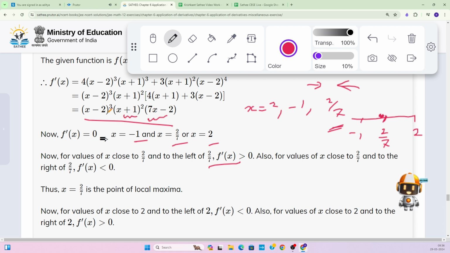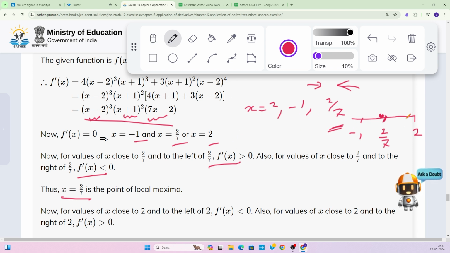It is also positive, but it will be negative. This means the negative thing, so you will have negative. So the sign is positive to negative. This means you will have maxima. You will have local maxima at 2 by 7. Clear? Okay. Now what about minus 1?